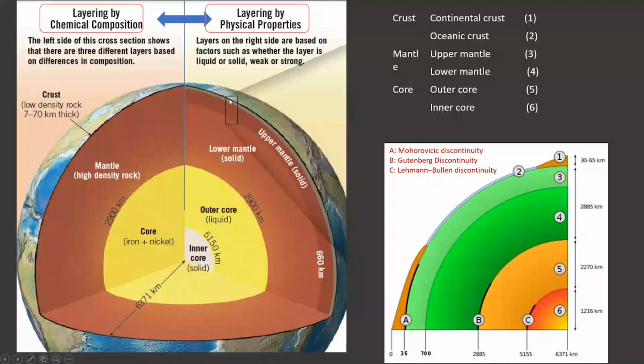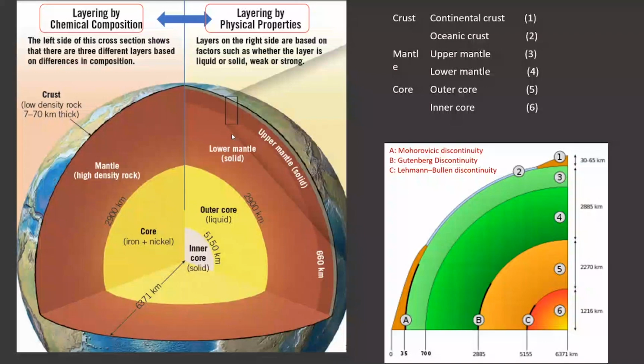If you go to the detailed physical properties of these layers, the outer portion of our Earth, the crust, we divide into two parts: the continental crust and the oceanic crust. The mantle we can divide further into two portions, the upper mantle and the lower mantle. Then the core can also be divided into two parts, the outer core and the inner core. The physical characteristics of these layers vary.